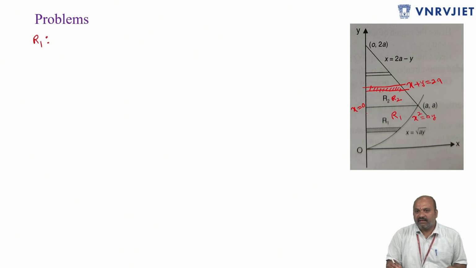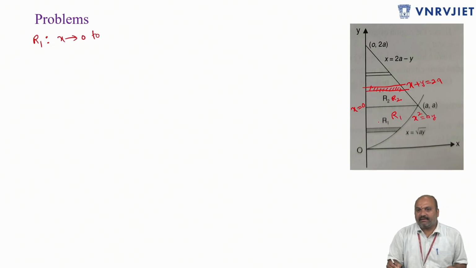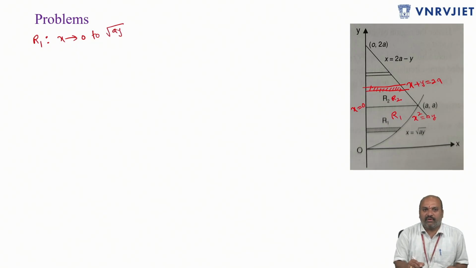This is region 1. See, the left end of the strip is moving on x equals 0. So therefore, x varies from 0 to, okay, the right end of the strip is moving on the parabola. Remember, we have to express x in terms of y. So the parabola x square equals ay is expressed as x equals root over ay. So therefore, the right end of the strip is moving on root over ay. So x varies from 0 to root over ay. This is the inner integral limits.